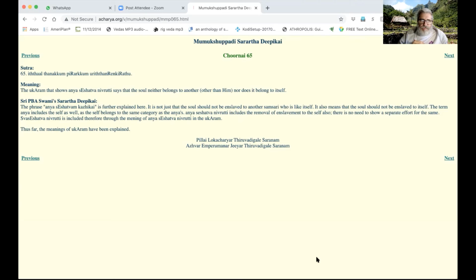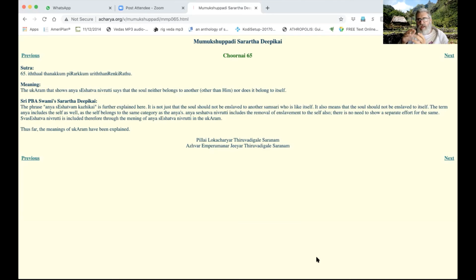Okay, so it is not just that the soul should not be enslaved to another samsari who is like itself. It also means that the soul should not be enslaved to itself as well. The term anya includes the self as well, as the self belongs to the same category as the anyas, the others. The self is also samsari. We're also samsaris, so we can't be subservient to ourselves as well.